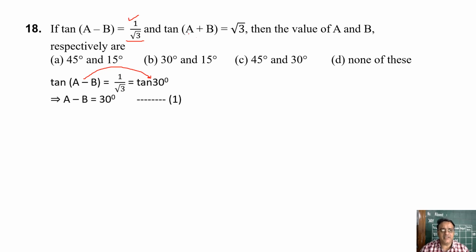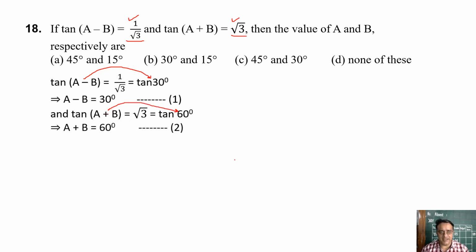Now the next one is given: tan of a plus b is equal to root 3. So when does root 3 come in tan? 60 degrees, right. So we can equate a plus b with 60 degree. So we'll get a plus b is equal to 60 degree. Let it be equation number 2. Now we are going to add equation 1 and 2. When we add, minus b plus b will cancel out. So we'll get 2a is equal to 90.